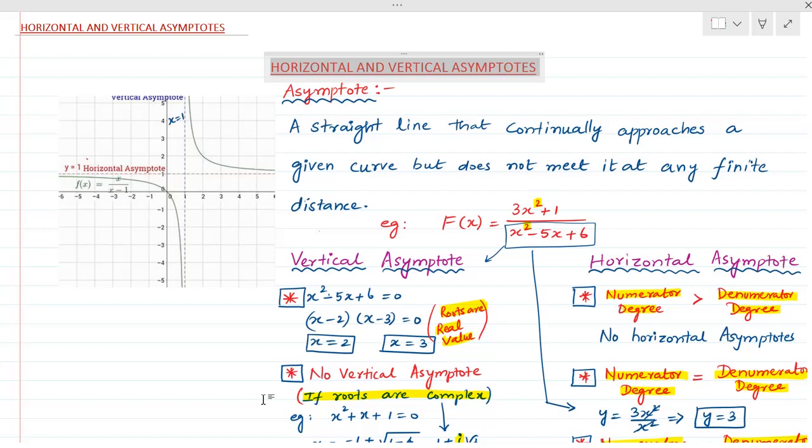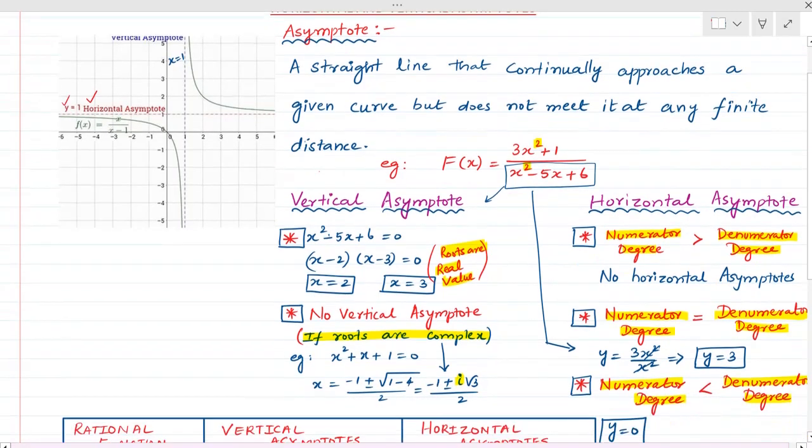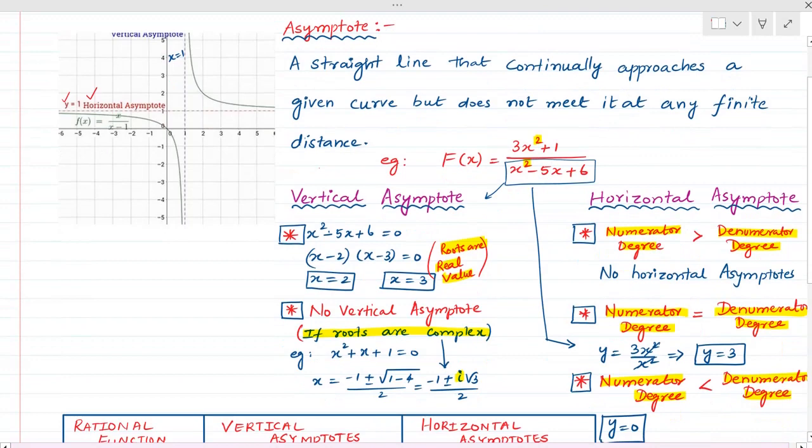The horizontal asymptote always represents y equal to a constant. So here this is the line y equal 1 which passes through the curve but is not touching the curve. Therefore it is a horizontal asymptote. And similarly here we have x equal 1 which passes through this curve, so this is a vertical asymptote. How will you calculate the horizontal and vertical asymptote from the function?